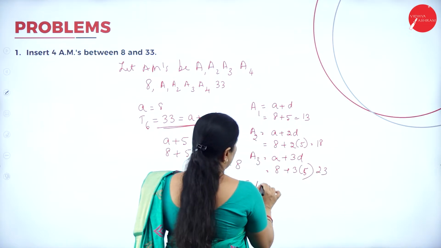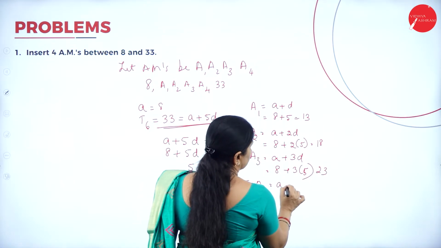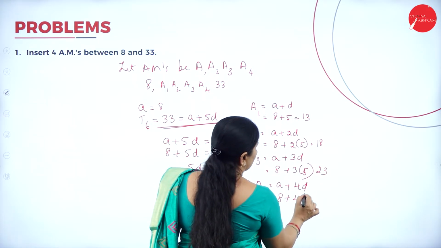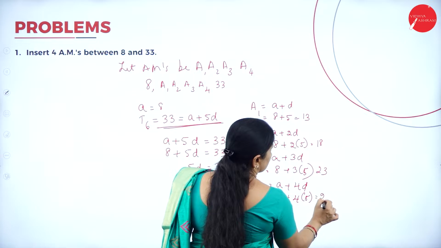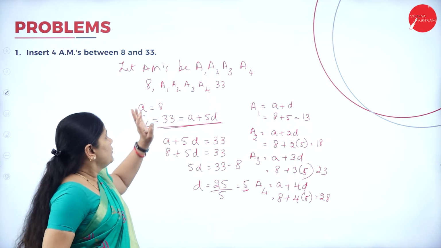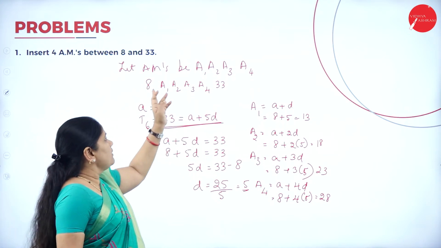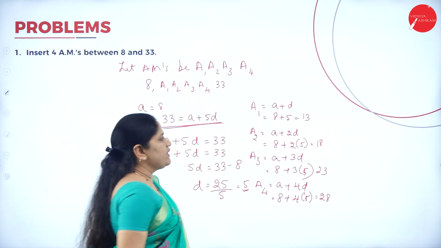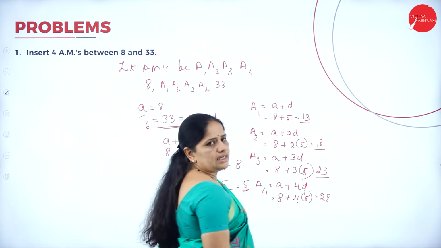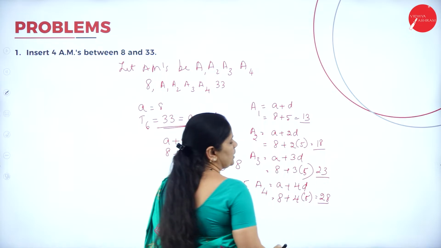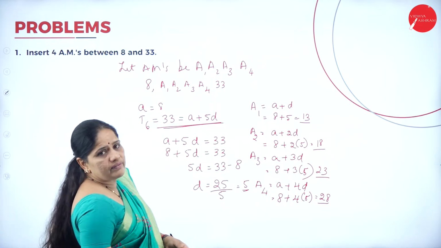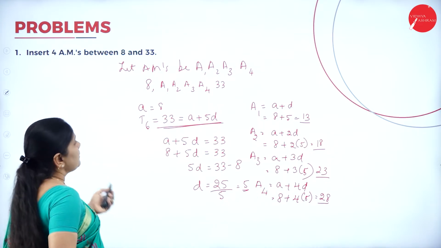Then A4 will be equal to A plus 4D, that is 8 plus 4 into 5, that is 28. So we have found out the 4 arithmetic means, A1, A2, A3, A4. A1 equals 13, A2 equals 18, A3 equals 23, A4 equals 28 is the answer. This is how we insert the arithmetic means.